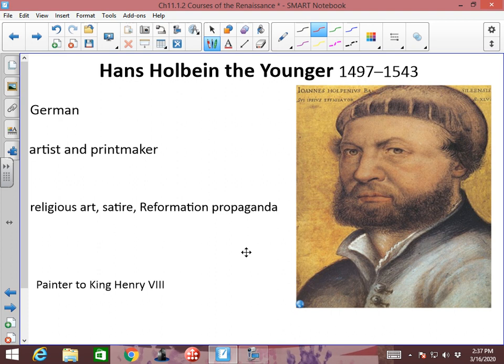Then you have another German painter named Hans Holbein the Younger. He's an artist and a printmaker. He does religious art, he does satire, but he also does art for the Reformation. Now, when they reform the church, when they convert from the Catholic Church to the Protestant faith, painting and satire are going to be part of it. Holbein paints for Henry VIII of England.